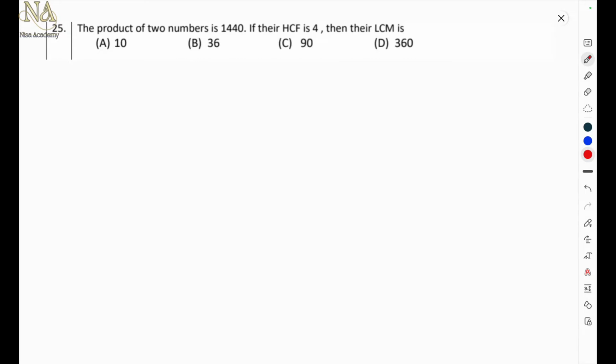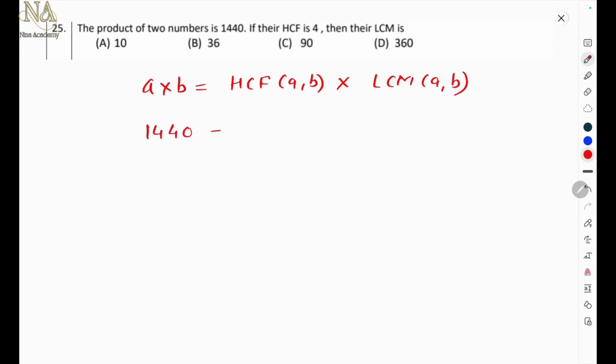25th question. The product of two numbers is 1440. If the HCF is 4, then their LCM is. So we know that given two numbers, suppose A and B, then A into B is equal to HCF of A and B into LCM of A and B. Very important, you remember this point, that the product of two numbers is always equal to HCF into LCM. So the product of two numbers is given, HCF is given as 4, and we have to find the LCM.